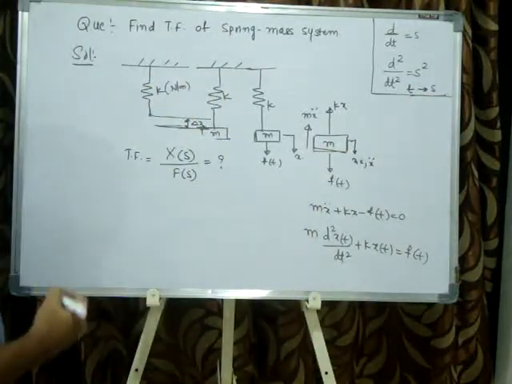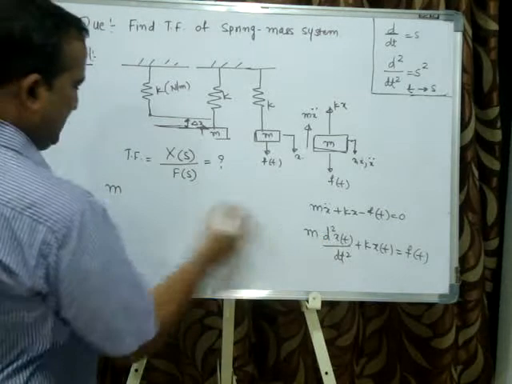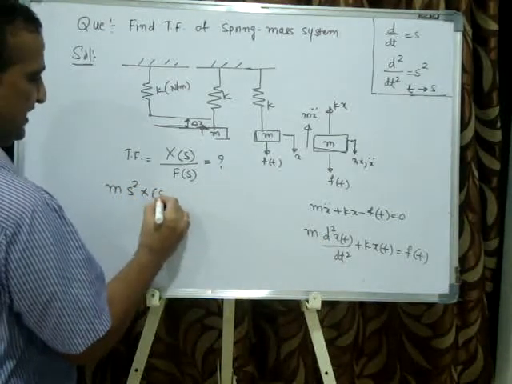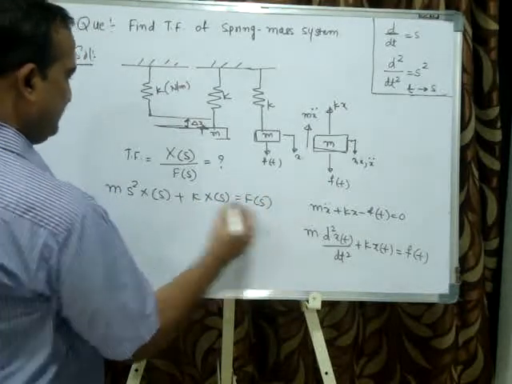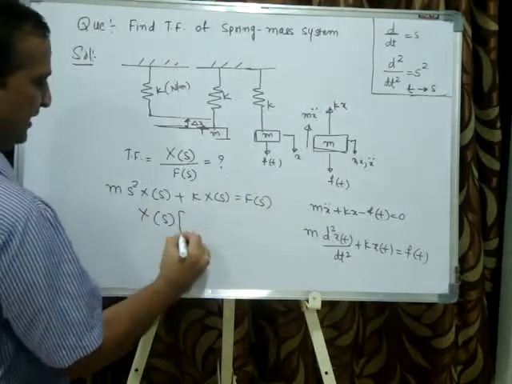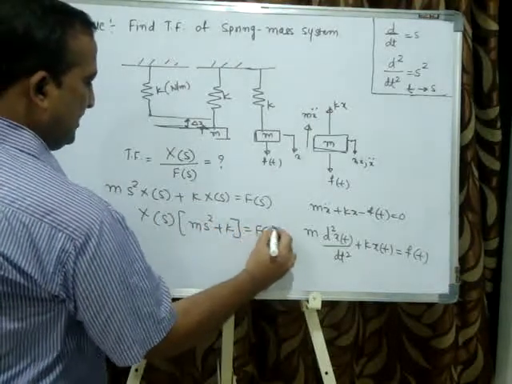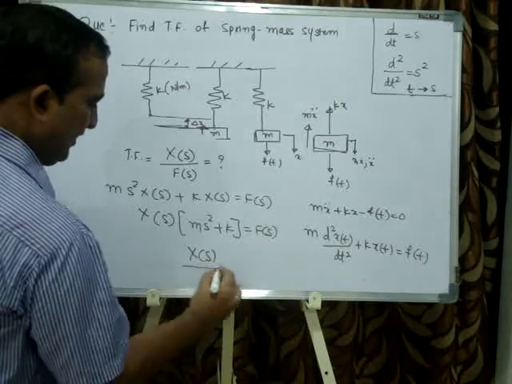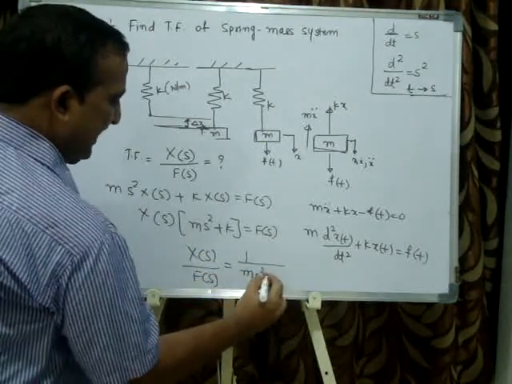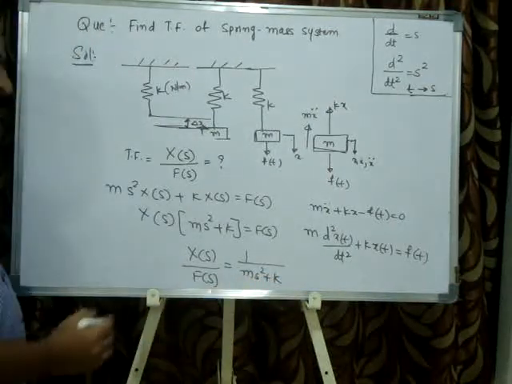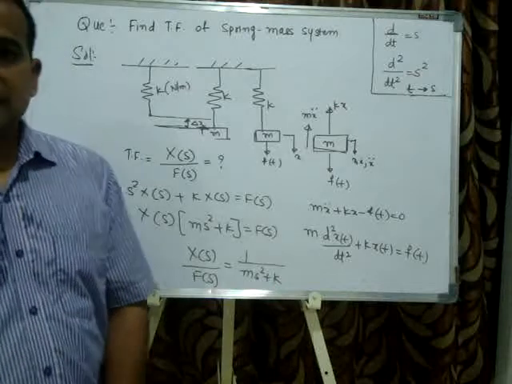I'll apply the Laplace transformation to this equation. M d square by dt square becomes s square, x of t becomes x of s, plus k x of s is equal to f of s. Now x of s is common: (m s square plus k) x of s equals f of s. So the Laplace of output x of s divided by f of s equals 1 by (m s square plus k). The highest power of s in the denominator is 2, so it is called a second order system.